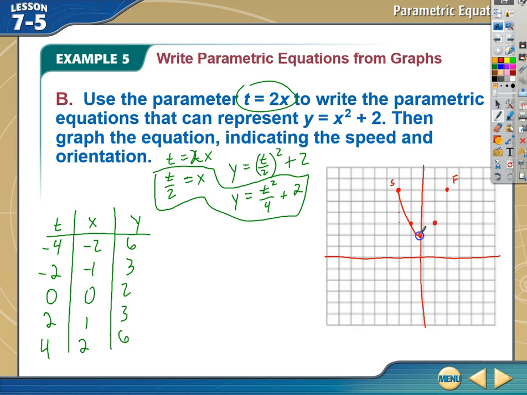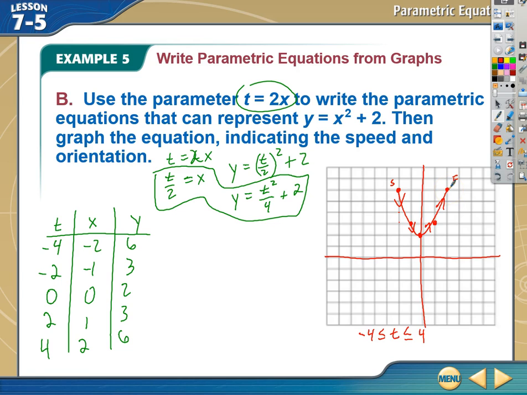I draw my graph. I draw the orientation. And I indicate the time that it took. So it took from -4 less than or equal to t less than or equal to 4. This time it took 8 steps to cover the same area as the other one took just 4. So hopefully you see that the speed is slower here. Why? Because it took more t's to cover this same area.